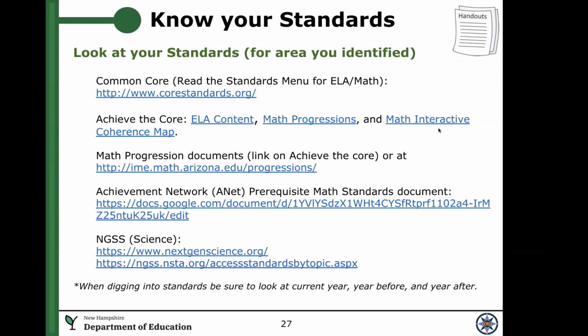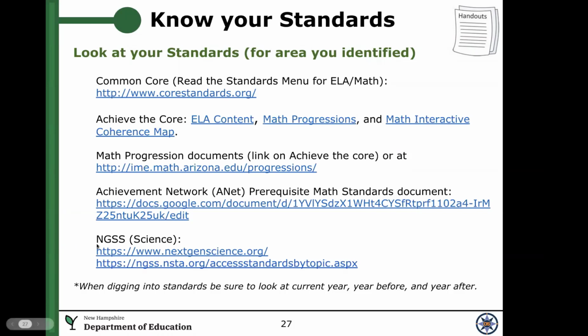If you're looking at something in your grade, you can see what skills students needed to get to that area, or what skills they are going to do that move beyond your particular grade level. So there's a nice interactive coherence map there. There are math progression documents, a link to Achieve the Core as well, but through the state of Arizona, there are some math progressions that they have there. The Achievement Network has a lot of prerequisite math standards.